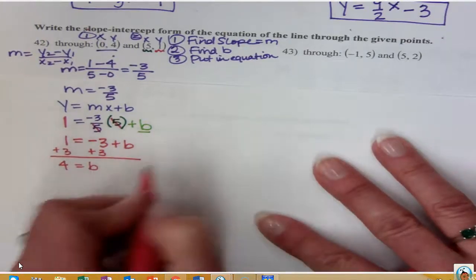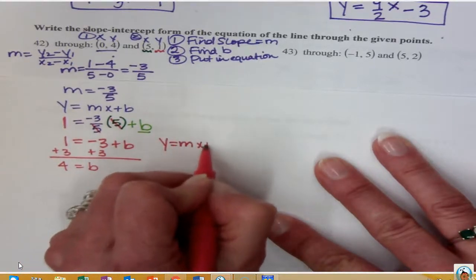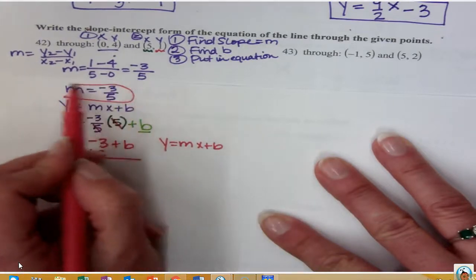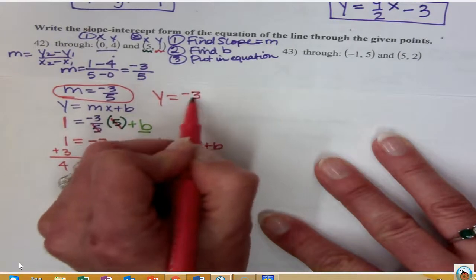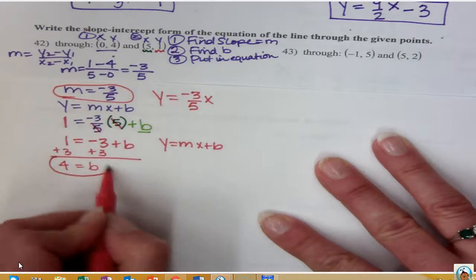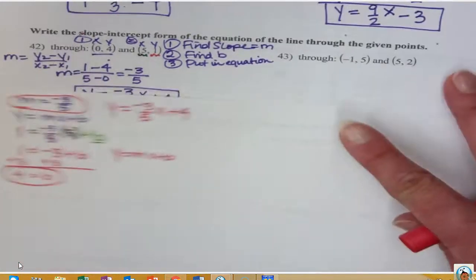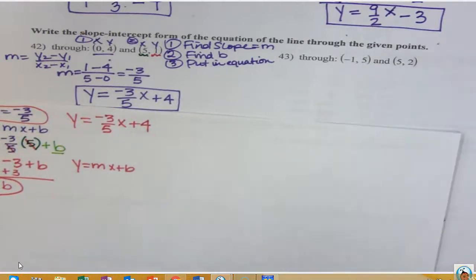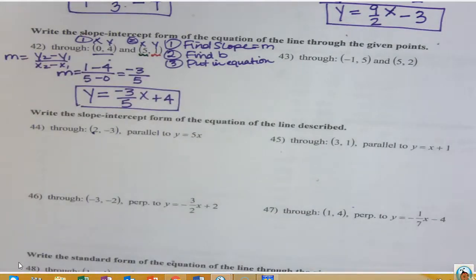So then I plug into y = mx + b. I'm going to plug in my m, which is -3/5x, and I'm going to plug in this b for b. And look at that. I got the same answer. All right. So, here we go.